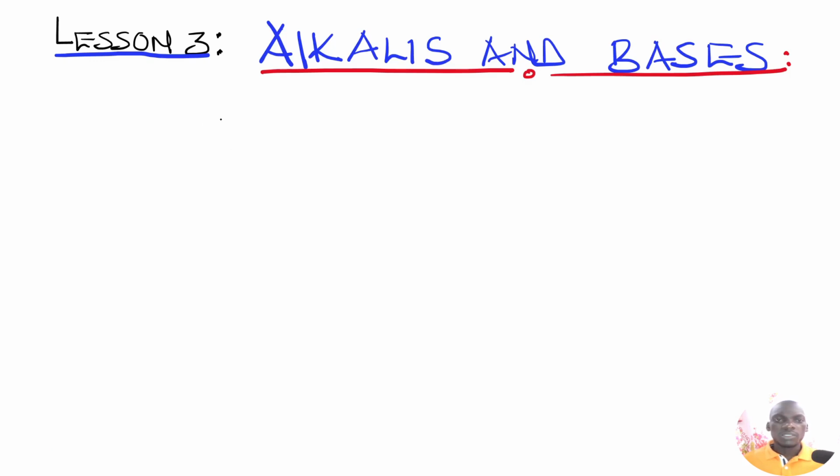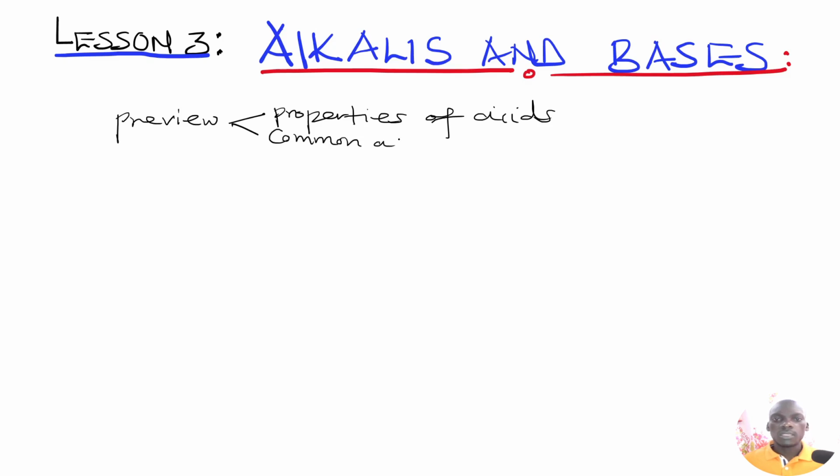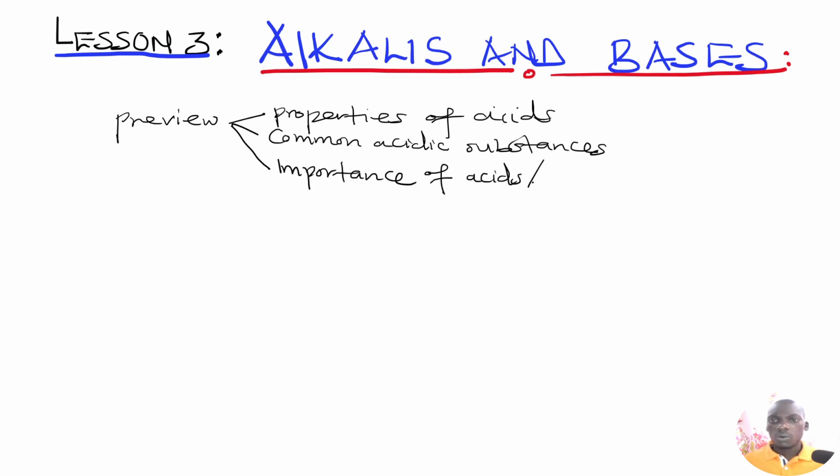And we are going to talk about alkalis and bases. But before we jump into today's lesson, let's have a preview of the previous lesson. In lesson 2, we talked about the properties of acids. We also looked at the common acidic substances, the substances we always interact with, which ones are acidic. Then we also looked at the importance of acids, or acidic substances.